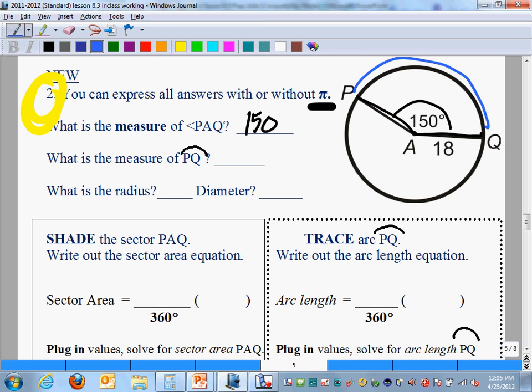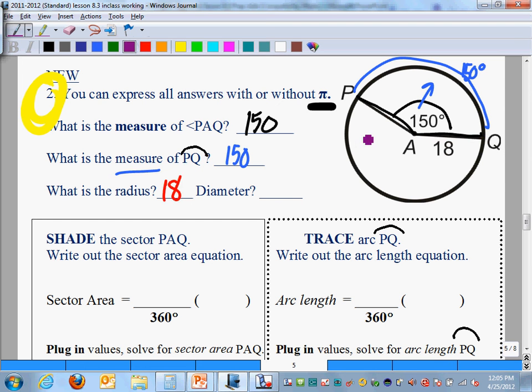Cody B, what's the measure of PQ? Yes, because it's the measure of a central angle. So put 150 degrees. Remember, measure has to deal with degrees. Patrick, what is the radius, sir? Thank you.